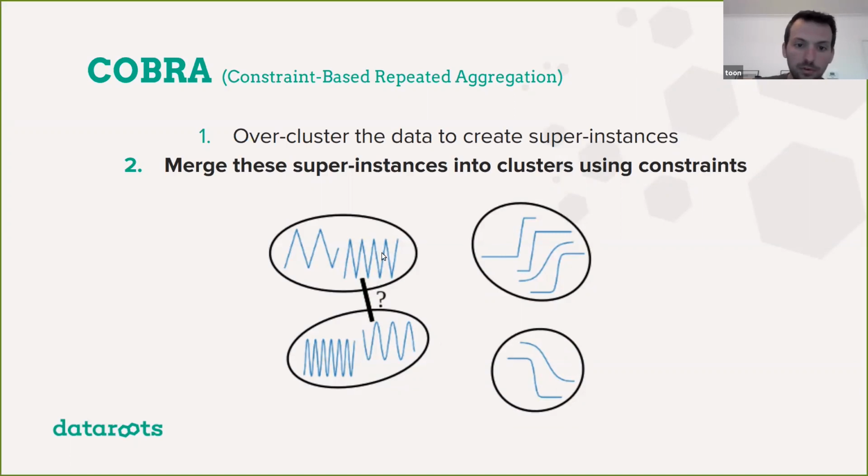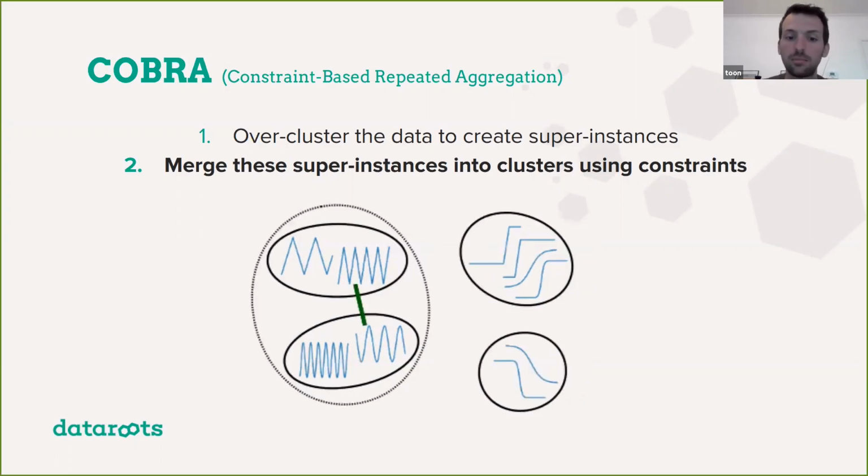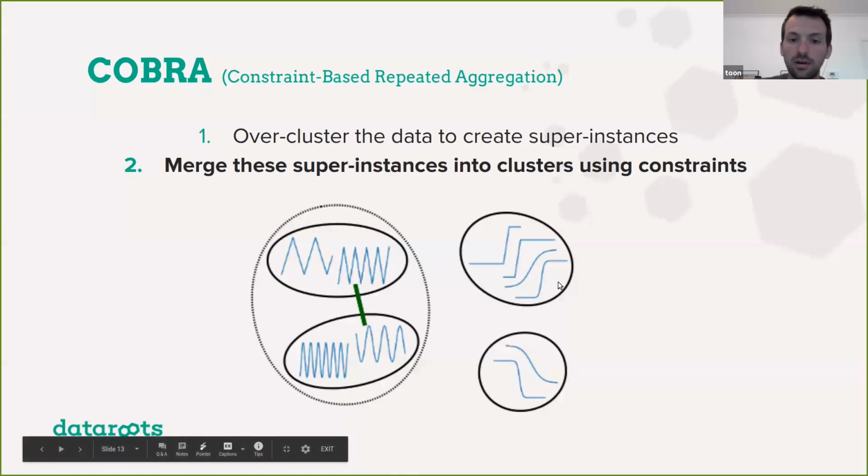So we'll first look at the two super instances on the left, and the question is, well, should they be merged to a partial cluster? In this case, we check this by checking the pairwise relation between this instance over here and this one over here. They're both non-monotonous, so we would say yes, they should be clustered together. We answer with a must link, a green line, and we have a partial cluster on the left.